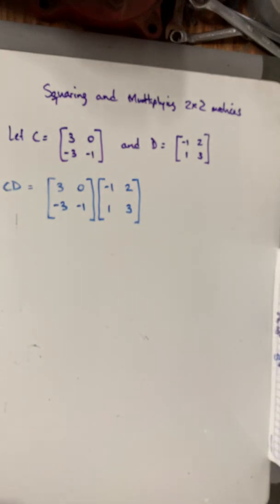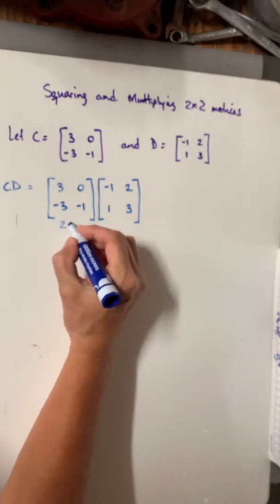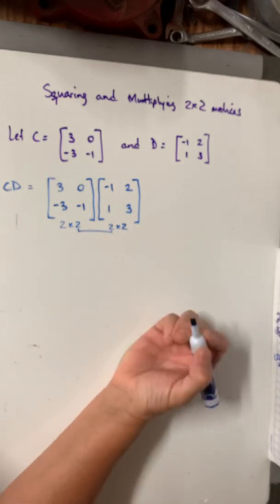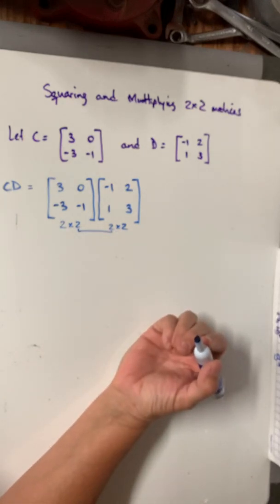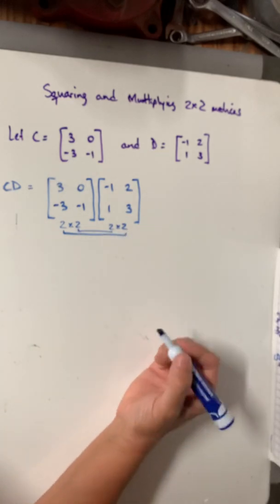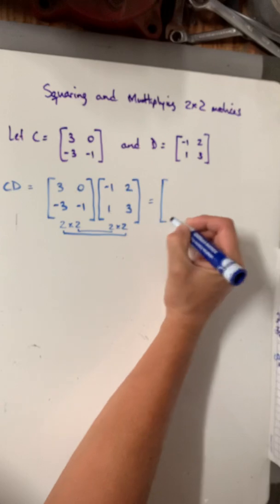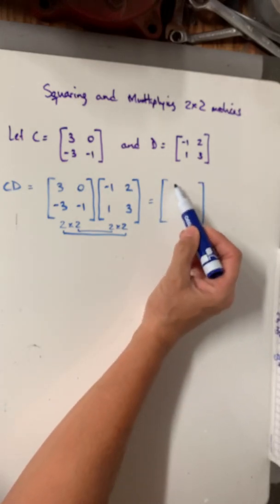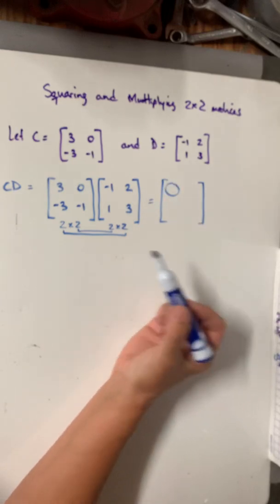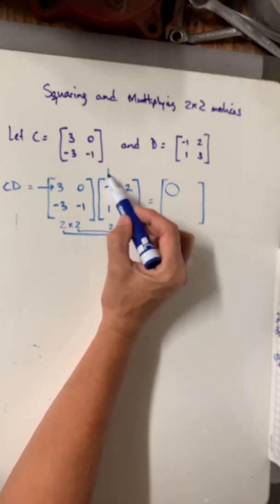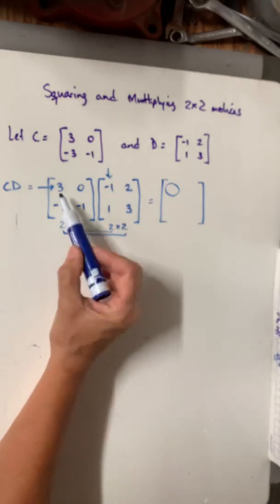Okay, so the way that it goes is, since this is a 2 by 2 and this is a 2 by 2, these two numbers have to be the same in order for you to be allowed to multiply them. And then your answer will be this result, a 2 by 2. So we know we're going to get an answer that is also a 2 by 2. And this is how we do it. In order to get this first number here, we're going to multiply the first row times the first column. And this is how it will look.